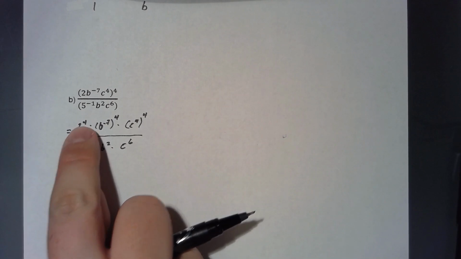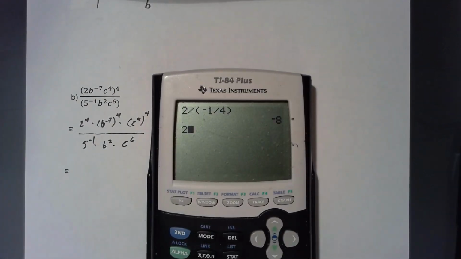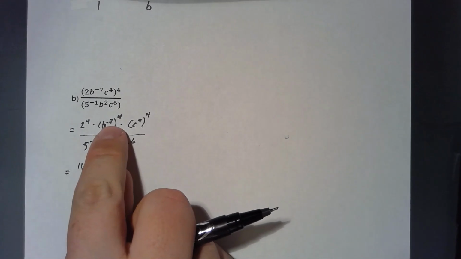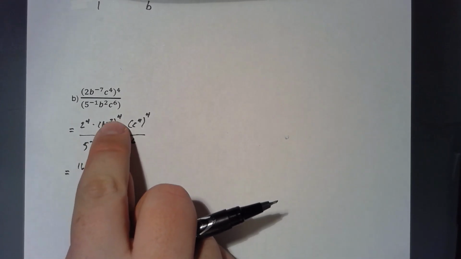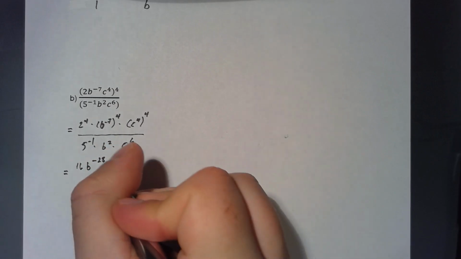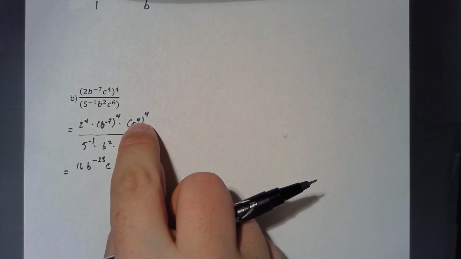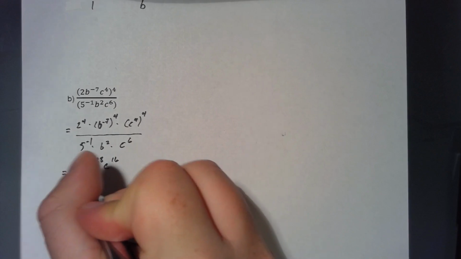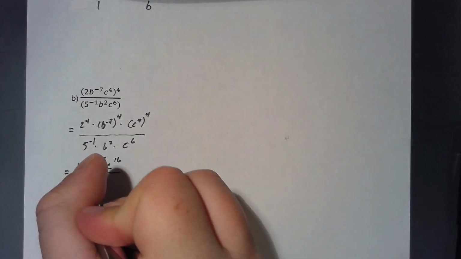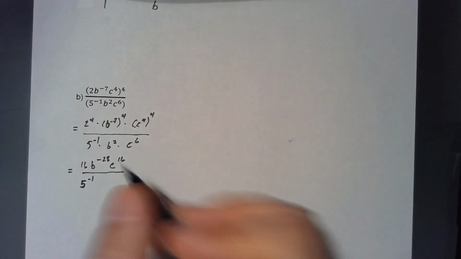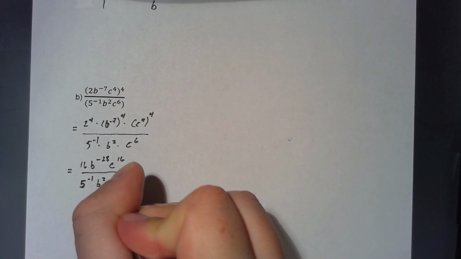All right, so now 2 to the 4th is 2 caret 4, which is 16. And b, so negative 7, this is a power to a power, so you're going to multiply the powers. That'll be b to the negative 28th. And then you're going to have c to the 4th, that's another power to a power. So 4 times 4, that's going to be c to the 16th power. All over 5 to the negative 1st power, that's a 5, not an s, b squared times c to the 6th.